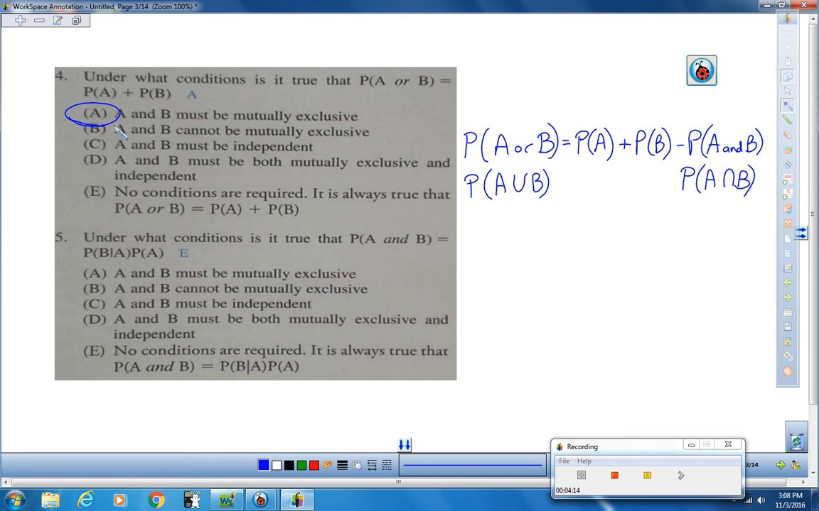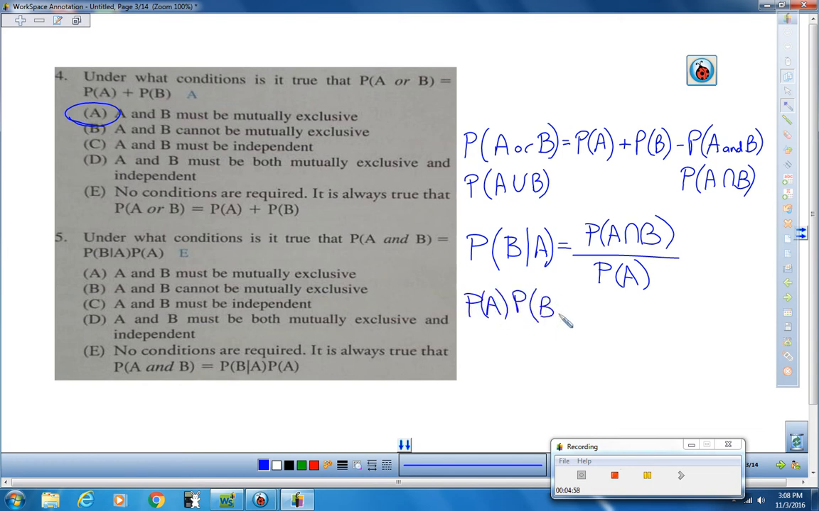Number 5, under what conditions is it true that the probability of A and B is equal to the probability of B given A times the probability of A? We also have this formula, and this is the other formula from this chapter that is important. So the probability of B given that A has occurred is equal to their intersection over the probability of this second term, because it's given that that has occurred, that becomes my sample space. Okay. If I just do some simple multiplication, I get this. Probability of A times the probability of B given A is equal to their intersection, probability of A intersection B.